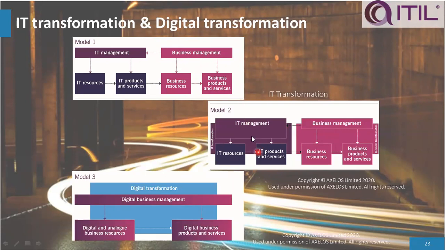IT transformation is changing just the IT part. There is still no integration between IT and business. So it's the same as model 1 in model 2. However, we see a slight difference on the left side on the IT management, where IT resources and products and services may have been modified as compared to model 1. And in model number 3, we see digital transformation where we don't see IT and business separate, but we see a single digital business management organization with its own resources and own products and services. Some of the resources could be analog, but the products and services are digital.